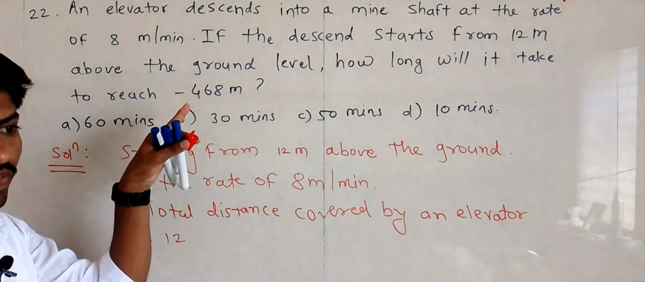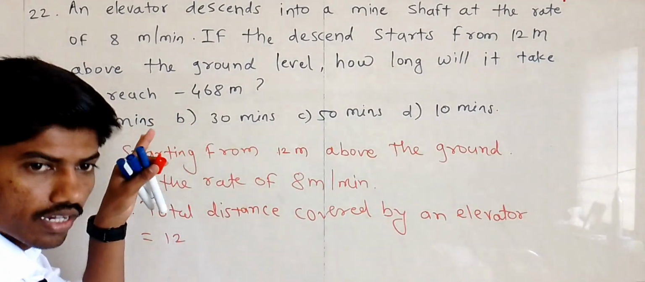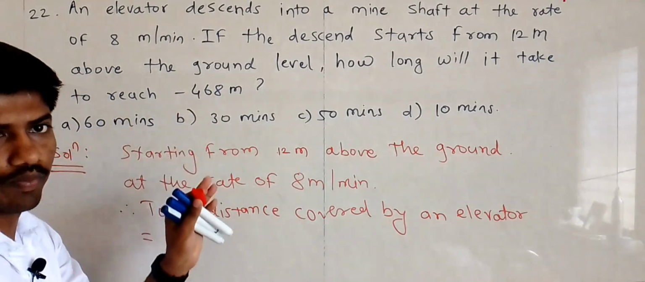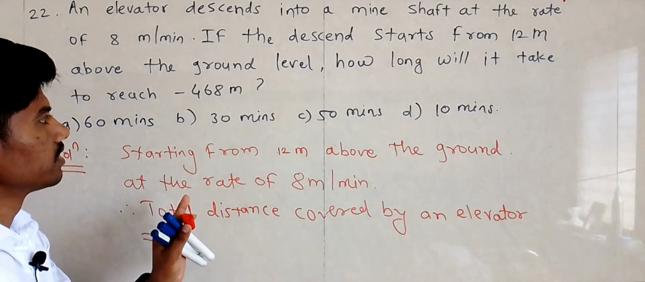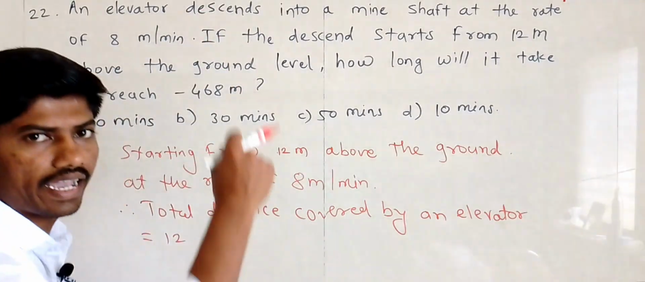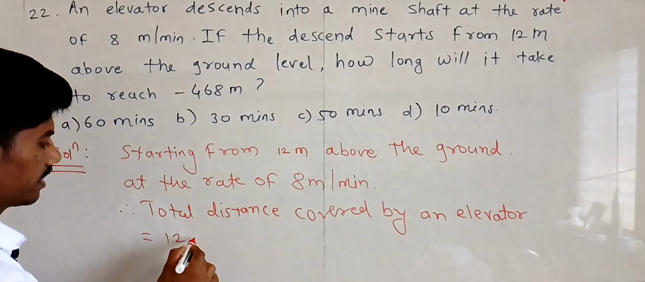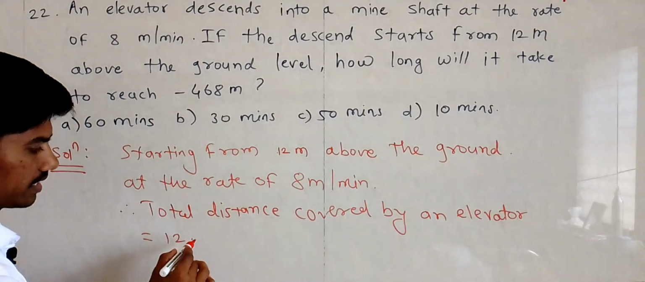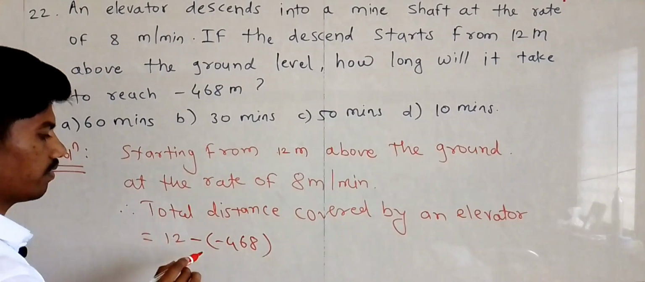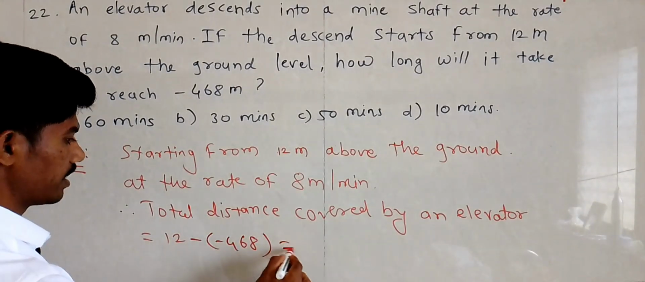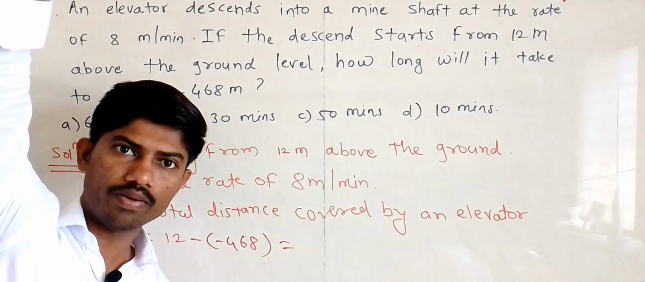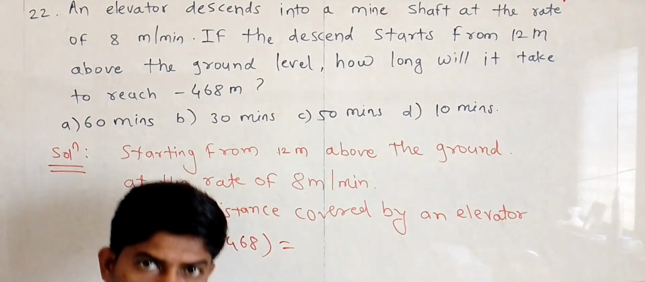Why we don't need to take a minus? Because below the surface it is indicated as just minus 468, but actually this is not minus 468. Actually, it is the distance covered by the elevator. So we are just taking minus becomes plus 468. So try to add these two numbers, because we are taking the total distance from the 12 meter above towards the minus 468.